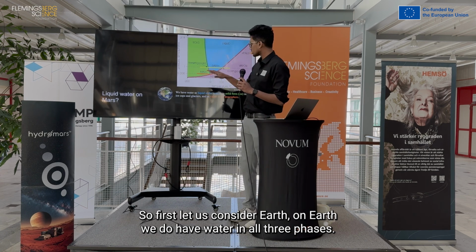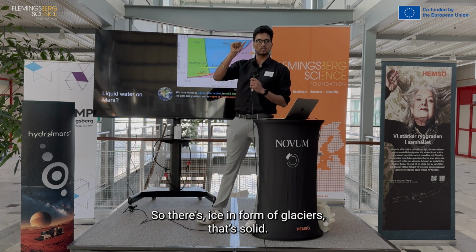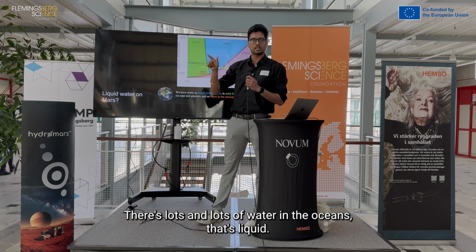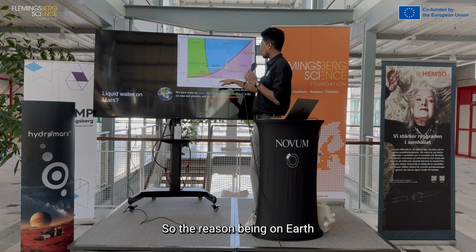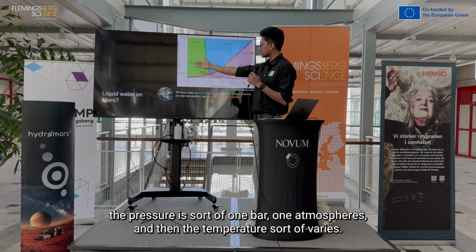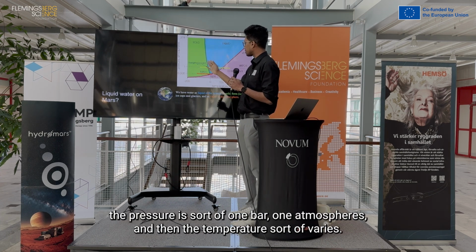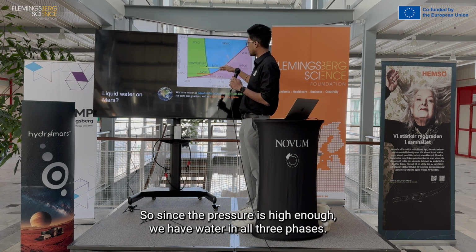So first, let us consider Earth. On Earth, we do have water in all three phases. There's ice in the form of glaciers, that's solid. There's lots and lots of water in the oceans, that's liquid. And there's a lot of water vapor as well. The reason being, on Earth, the pressure is about 1 atmosphere, and the temperature varies. Since the pressure is high enough, we have water in all three phases.